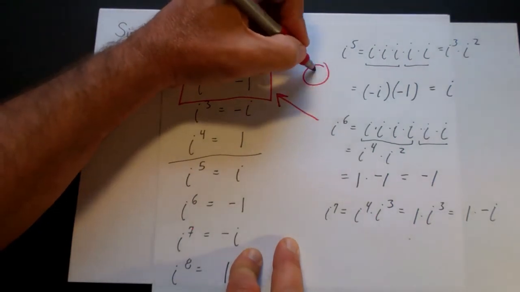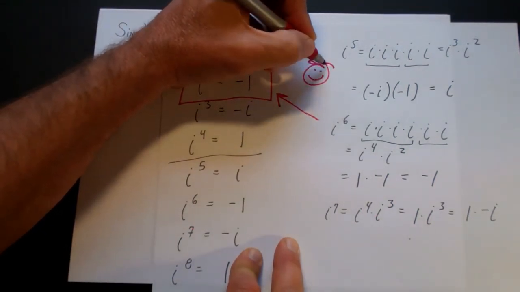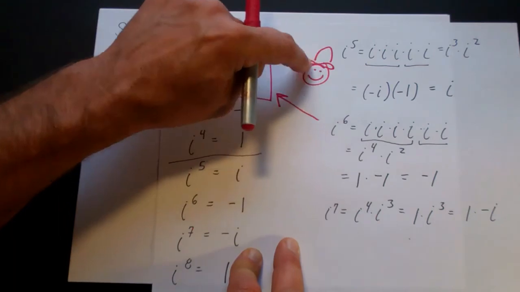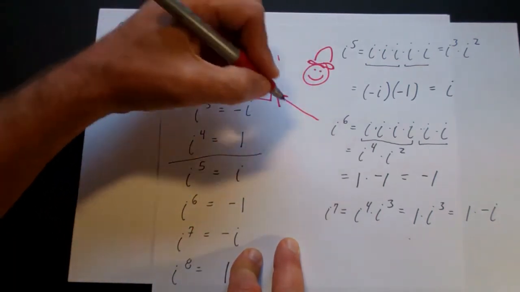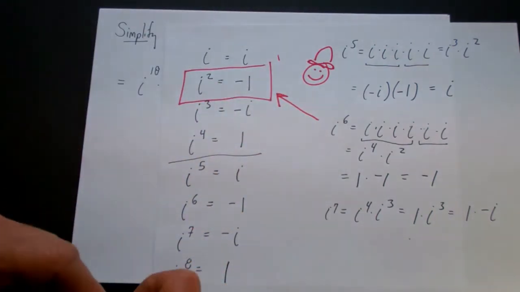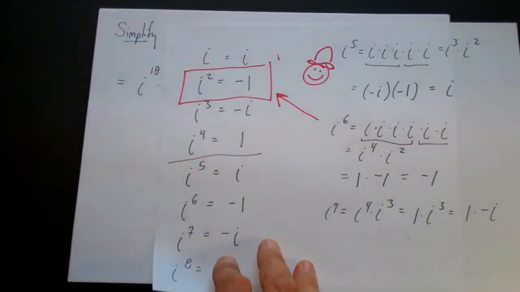Whenever I want you to memorize something in notes, I'll just write a little guy with a cowboy hat. That's called memorized guy, and that reminds you that you need to memorize this. So memorize this: I squared is minus 1.